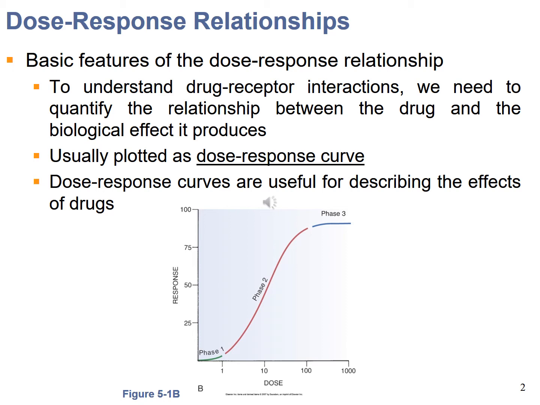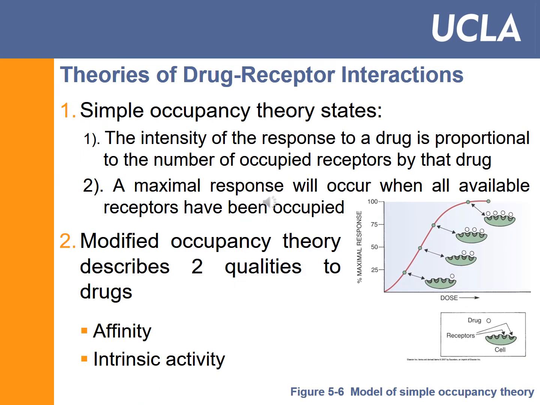And you see that this has three phases: phase 1, phase 2, and phase 3. You're probably wondering why there are three phases in the dose response curve, and the reason is the simple occupancy theory. That theory states that the intensity of the response to a drug is proportional to the number of occupied receptors by that drug, and that the maximal response will occur when all the available receptors have been occupied.